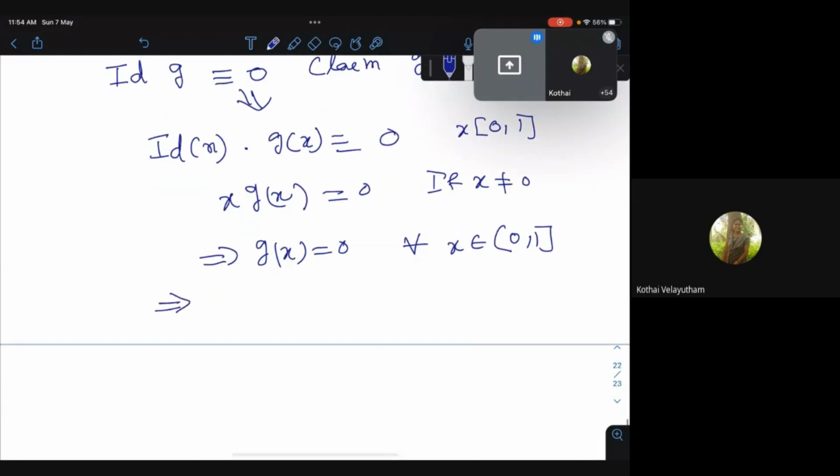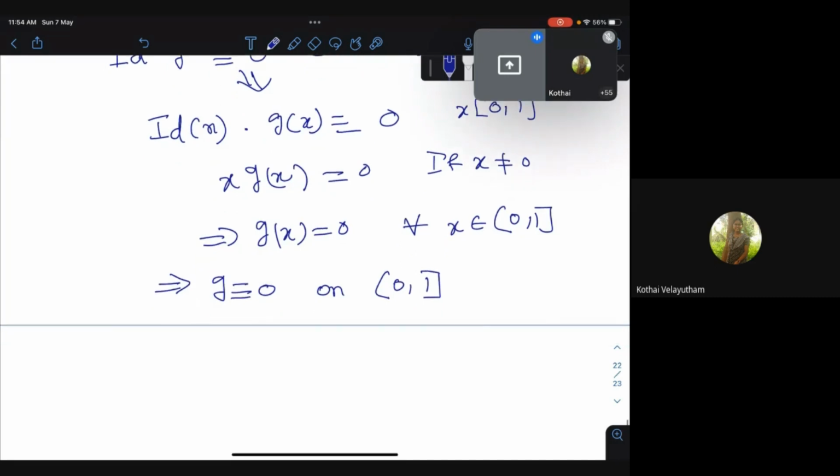So that says that g is identically 0 on open 0, closed 1. The only thing I have to prove, for it to become a 0 element, is that it should be everywhere 0. Now the only problem is at 0. What happens at 0? Is it 0 or not?